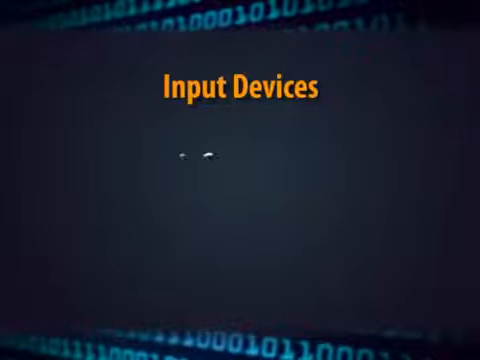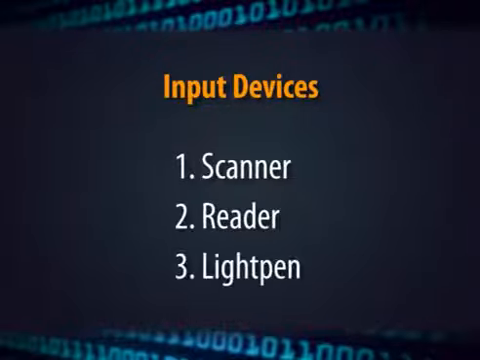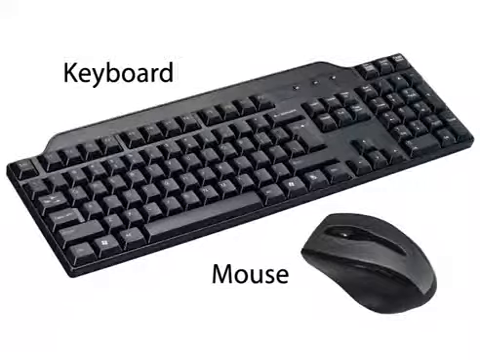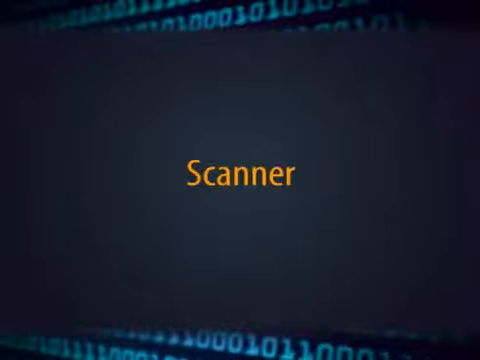Hello everybody. Today we are going to discuss three different types of input devices. These input devices are scanners, readers and light pen. These devices supplement the other conventional input devices like keyboard and mouse. Also, these devices, when combined with the software, are used in a variety of applications, providing ease of use to the end user. Let us start with the first input device, which is a scanner device.